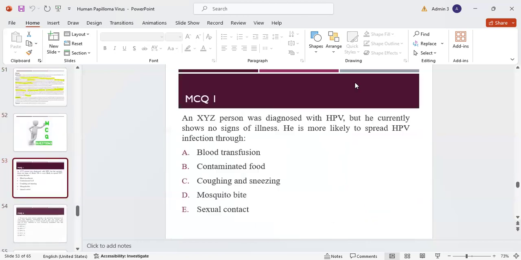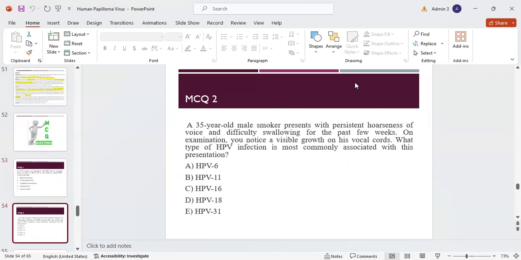Now coming to the MCQs. MCQ number 1: an XYZ person was diagnosed with HPV, but he currently shows no signs of illness. He is more likely to spread HPV infection through: option A, blood transfusion; option B, contaminated food; option C, coughing and sneezing; option D, mosquito bite; option E, sexual contact. E. Yes, E is the right answer.